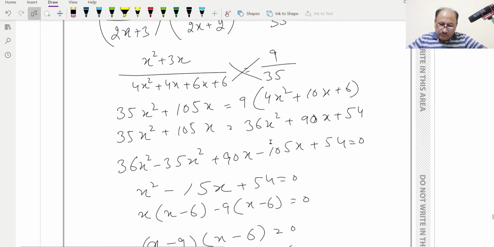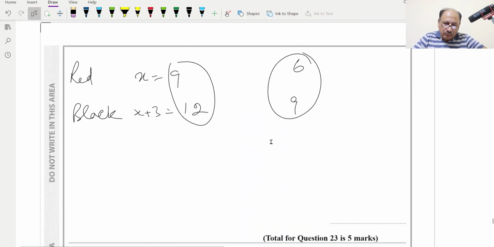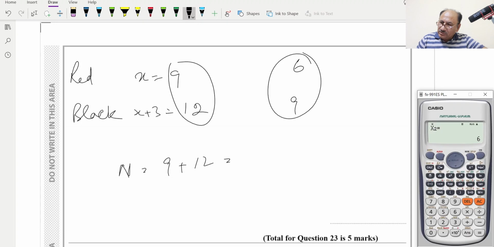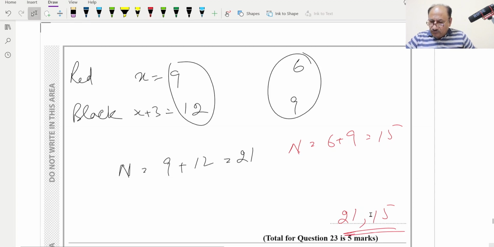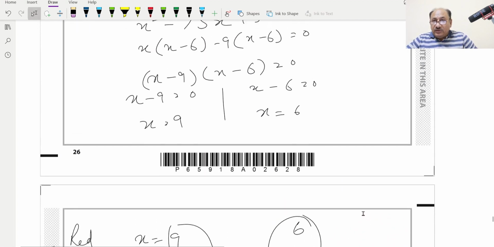Show clear algebraic working. So we can write n will be equal to what? n can be equal to 9 plus 12, which will be 21 basically. Or the second option, n is equal to 6 plus 9, which is equal to 15. So 21 and 15, these are the two options which we have written, and we are done with the paper.